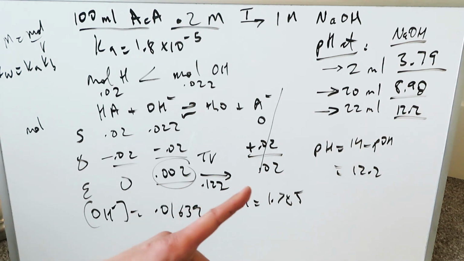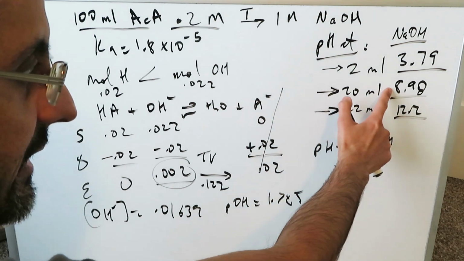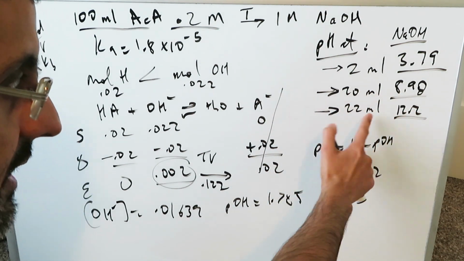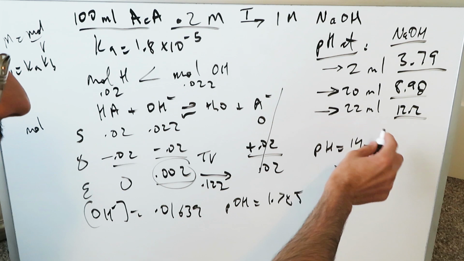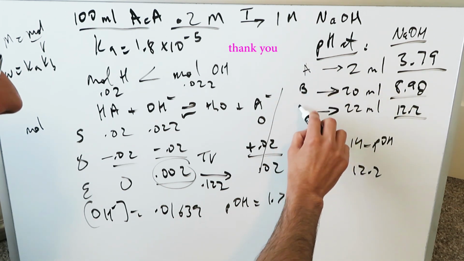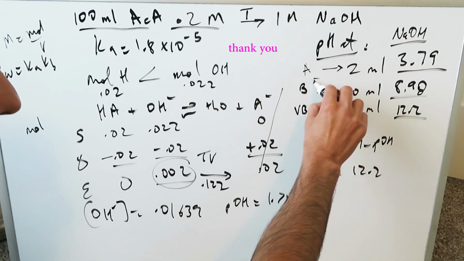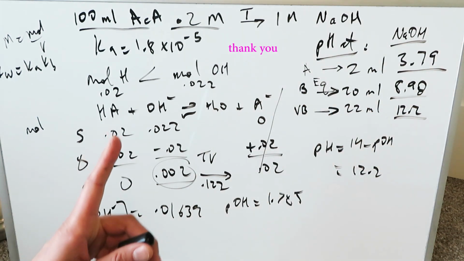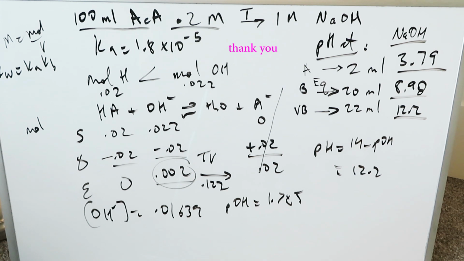So you can see at 2 milliliters of strong base we have a 3.79 pH, at 20 mL 8.98, at the equivalence point. Past the equivalence point we're jumping up to 12.2, which is basic. This right here is acidic, this here is slightly basic, and this here is a very basic solution, but this here is your equivalence point. I've shown you everything. This is the technique you want to follow. Just don't panic and look at everything logically.